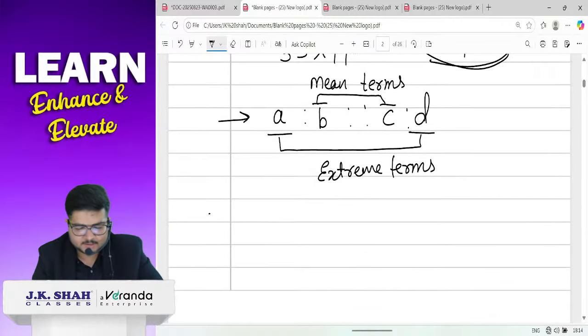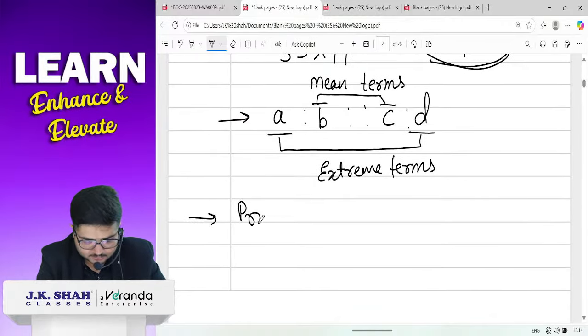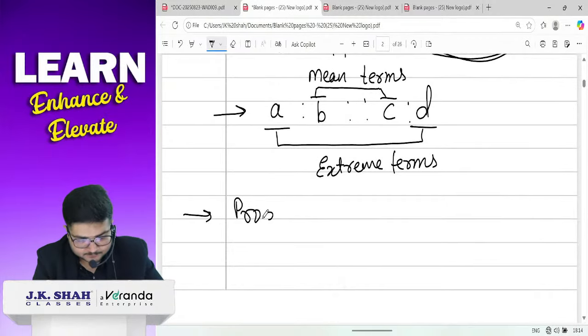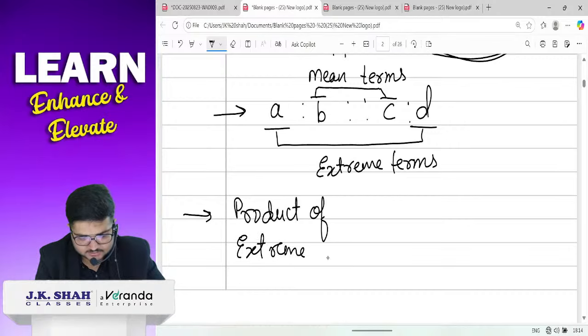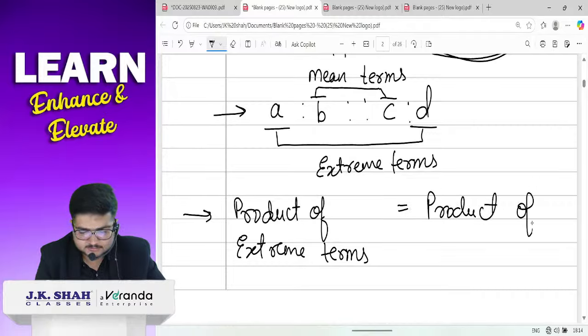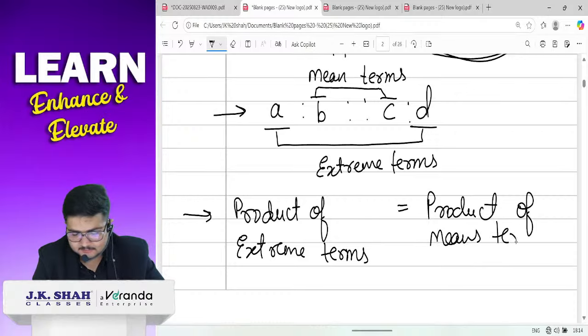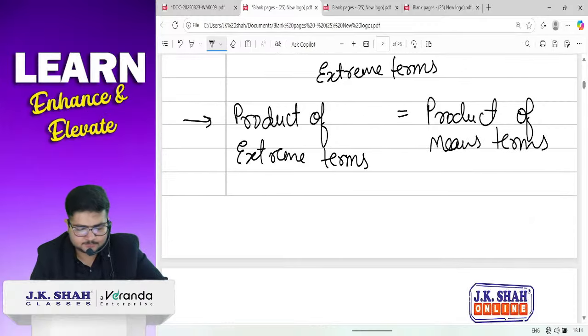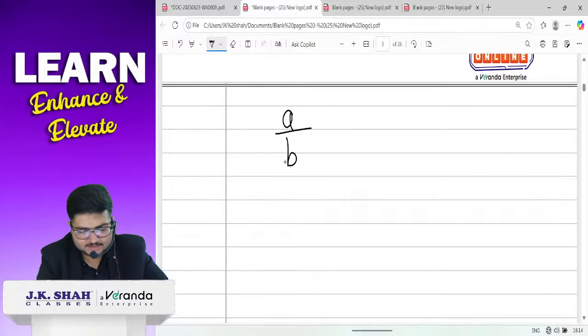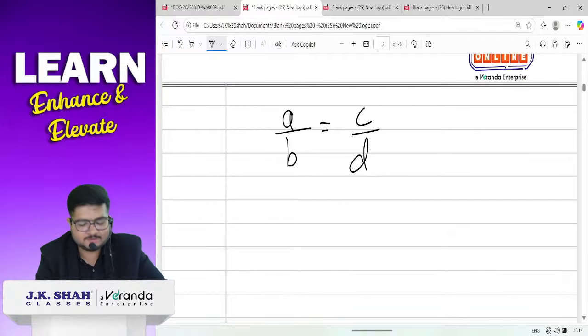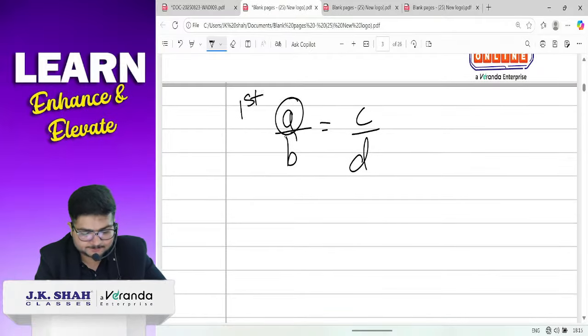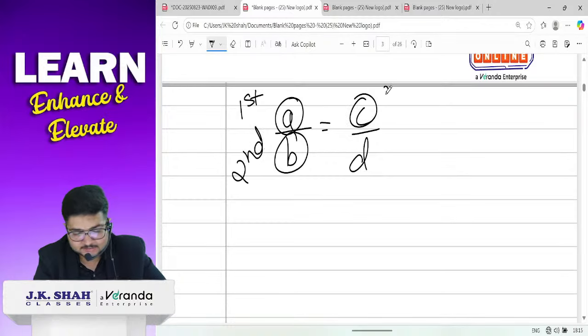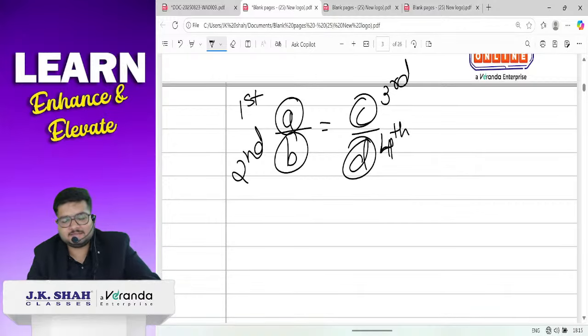Why is this name given? Because there is a property, the most important property of proportion. We are studying proportion. The product of extreme terms equals the product of mean terms. Right? This is the most important property of proportions. Now a proportion can be written in this format also. Here also different names are given. This is called the first proportional, this is called the second proportional, this is called the third proportional, this is called the fourth proportional. These are the names given.